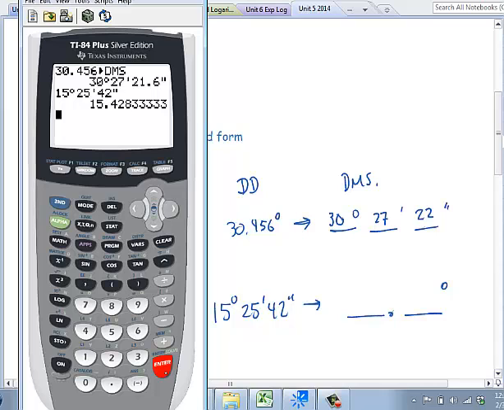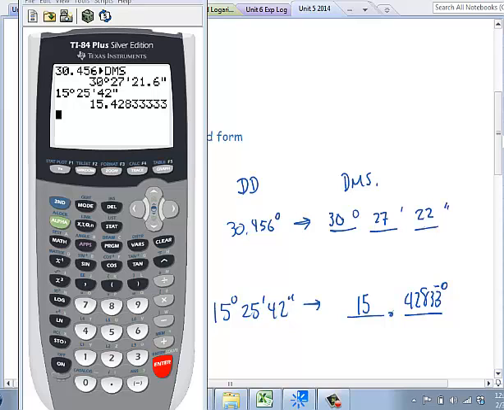to a decimal degree. So I would have 15.42833 running on. And depending on how many decimal places you'd like to keep, you would choose when to stop writing or truncate that number. So that's how you handle that.